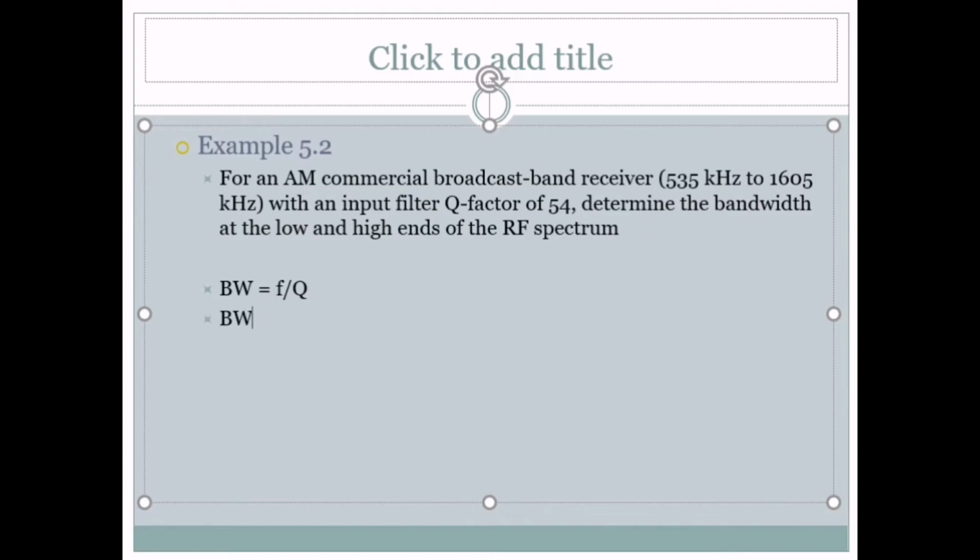So bandwidth at the lower band, we can use 540 kilohertz divided by 54 and we get 10 kilohertz bandwidth, while at the higher end, 1600 kHz divided by 54, you will get 29.630 kilohertz.